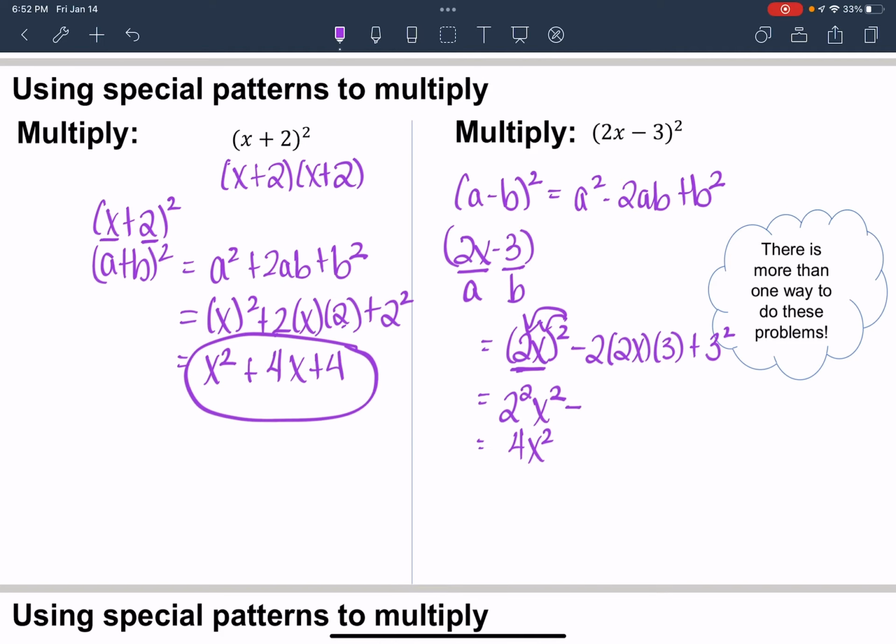And the next term, I'm going to pull out the whole numbers. So I have 2 times 2 times 3, and I have times x. So 2 times 2 is 4, 4 times 3 is 12, so I have minus 12x. And my final term is 3 squared, which is 9. And that is how you use those special patterns.